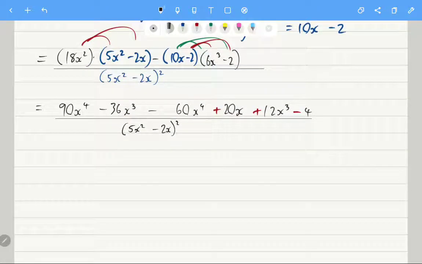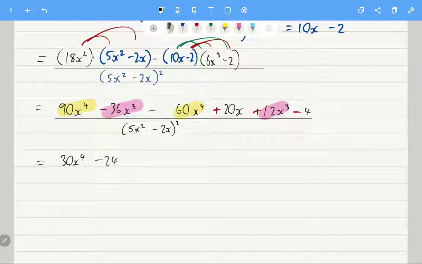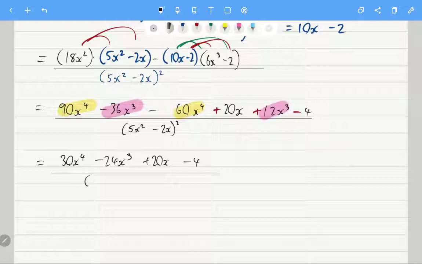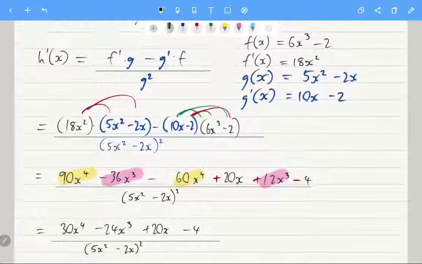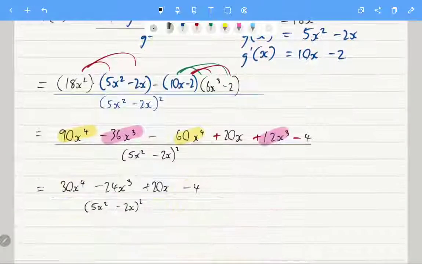Alrighty, now it's time to collect some like terms. We have got 2x to the 4s, we have got 2x to the 3s, and nothing else has got anything in common. So 90x to the 4 minus 60x to the 4 is 30x to the 4. Minus 36x to the 3 plus 12x to the 3 is minus 24x to the 3. Plus 20x minus 4 all over that denominator from before, 5x squared minus 2x all squared. And that is how you do the quotient rule, both in function notation and in Leibniz notation.